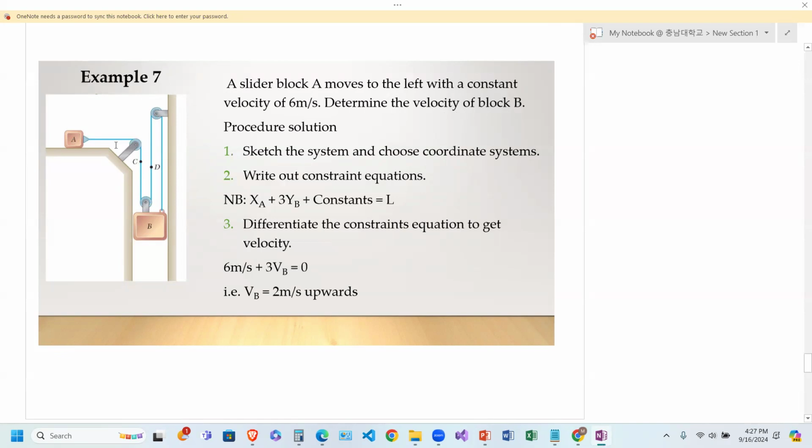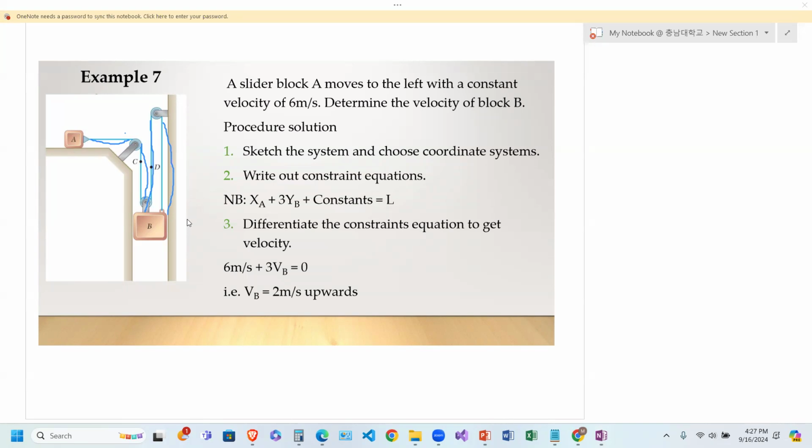So what we need to do is determine the datum, right? Because we have block A, we have block B, and we also have this point C. We need to find the relationship between the velocity of A and the velocity of B. But remember, we need to find the total length. So we have this point, this point, this point, and this point as well. You realize that we need to determine the datum.